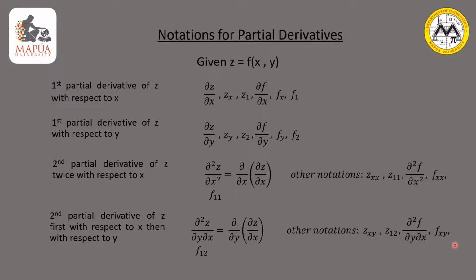Now, please take note of the order of differentiation. If the symbol used is like this, the order of differentiation is from right moving out to left. So you do first partial derivative with respect to x, followed by a partial derivative with respect to y. But if you are using the subscript notation, then the order of differentiation will be from left moving out to right, doing first partial derivative with respect to x, followed by partial derivative with respect to y.